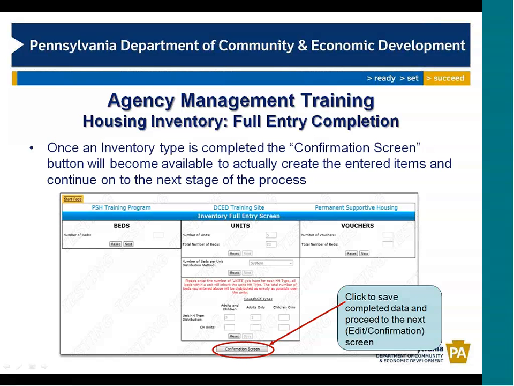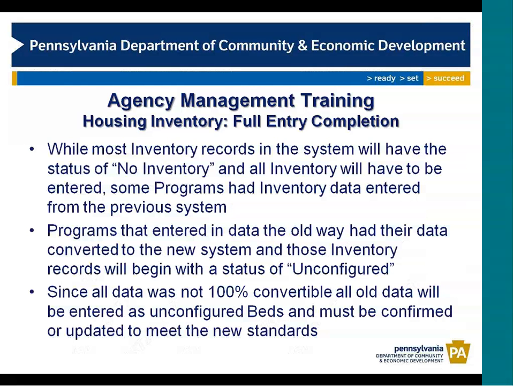You can do that. Now, if you're doing multiple types, you probably want to wait until units and beds or beds and vouchers are done, because when you hit the confirmation button, if you have partially entered information, like say you've only done beds and it hasn't been completed, you will lose that information. It only carries over completely configured data.